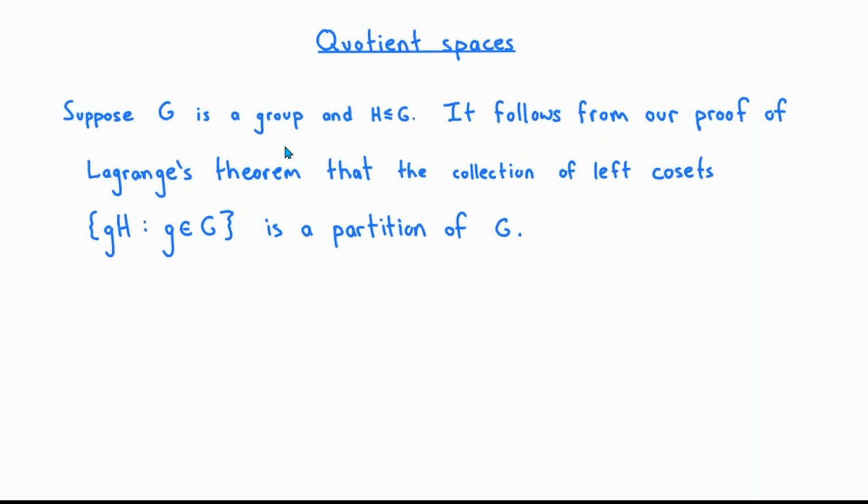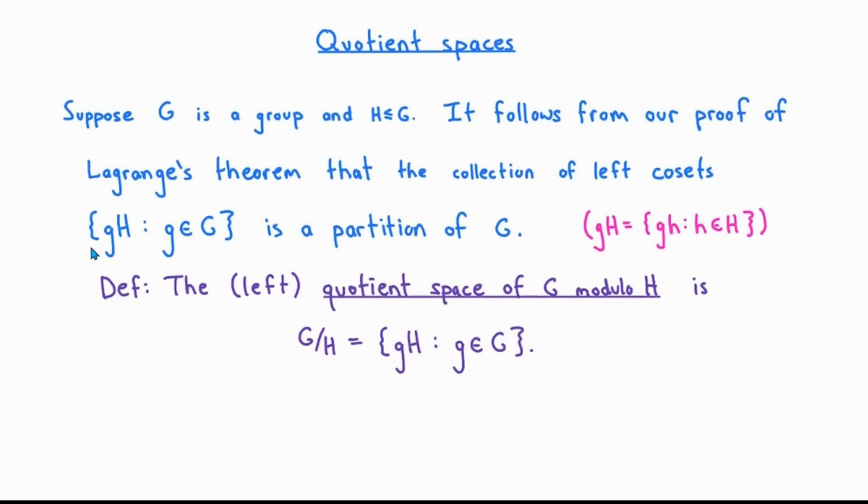You may remember from our proof of Lagrange's theorem that the collection of all left cosets of the group H in G forms a partition of the set G. In case you've forgotten the definition of left coset, remember that the left coset of a set H by an element g is the set of all multiples of the form little g times little h where h runs through H. And when we say that the collection of left cosets of a subgroup is a partition of the group, what we mean is that every element of the group G lies in one of these cosets, and that the collection of all distinct cosets is a pairwise disjoint set.